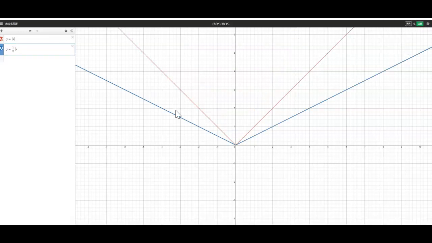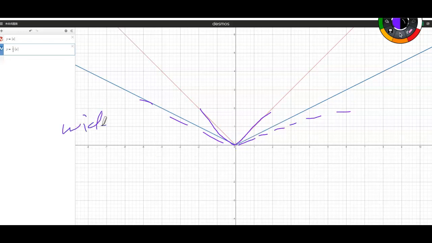Okay? So you see the parent function is here, and the baby function is here. And what is the change this time? You make your parent function become wider. Okay, so how do we describe become wider in mathematical ways? It is vertical, again, vertical compression.